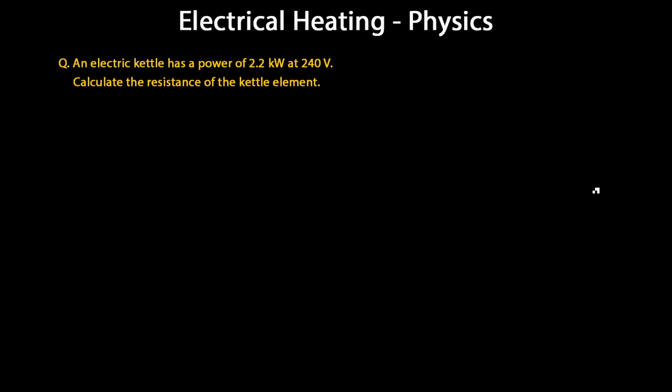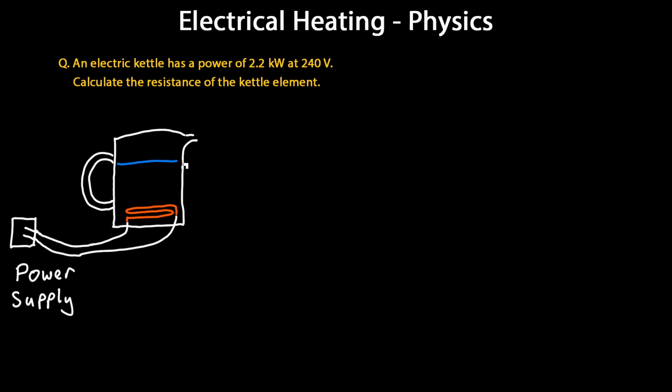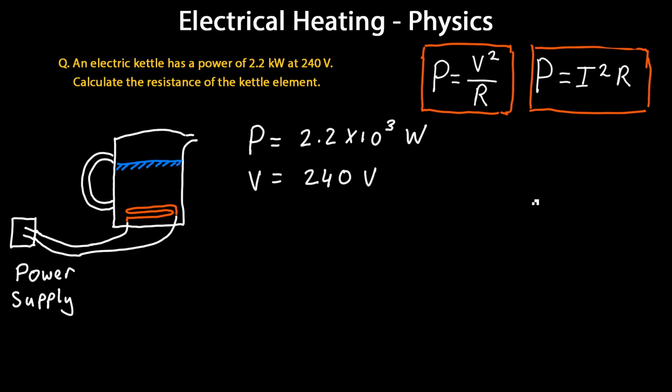So let's do a quick question. An electric kettle has a power of 2.2 kilowatts at a voltage of 240 volts. Calculate the resistance of the kettle element. In other words, the heating element within the kettle. So given our two new equations that we've just derived, which one of these could we use to find the resistance of this heating element?